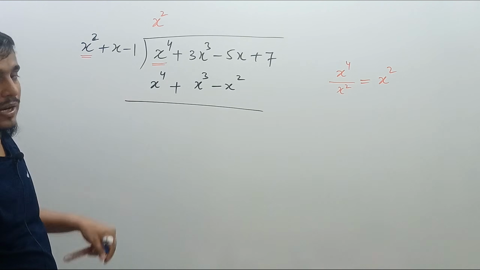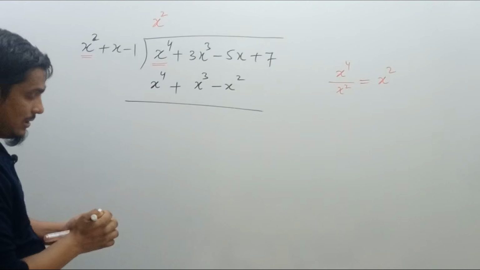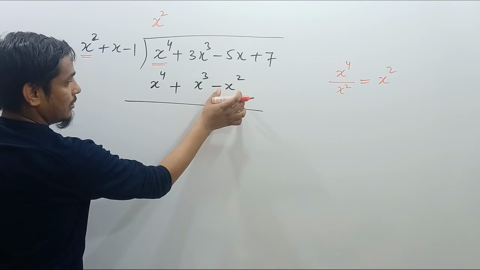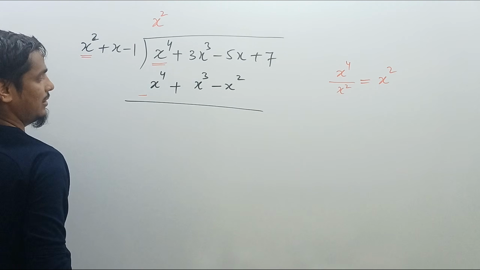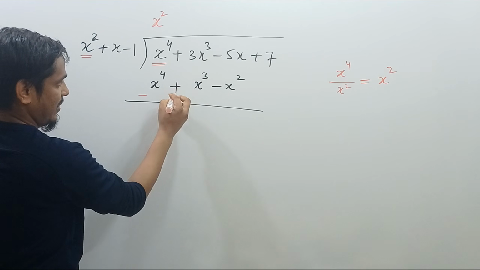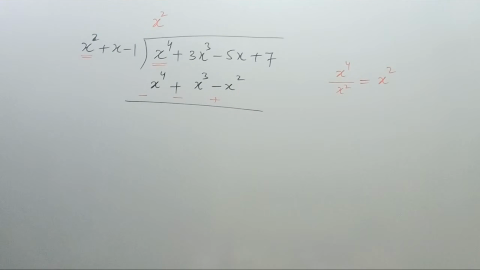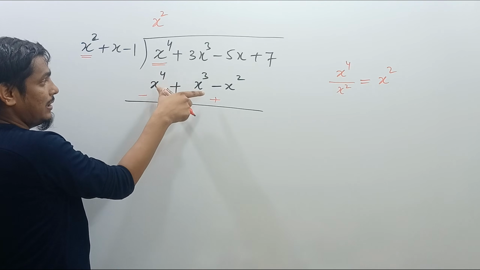Now we need to subtract this. So for all the expression we have written over here, in order to subtract this, we need to just reverse the sign of this expression. So as x power 4 is plus, that will be minus, and x cube is plus, that will be minus, and x square is minus, that is going to be plus. Why are we doing that? We are subtracting this one from this one.